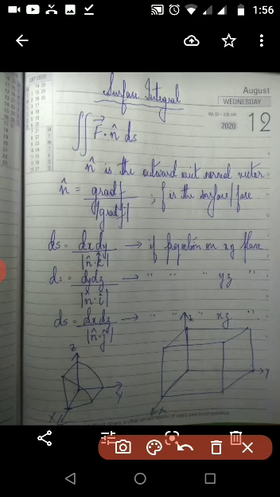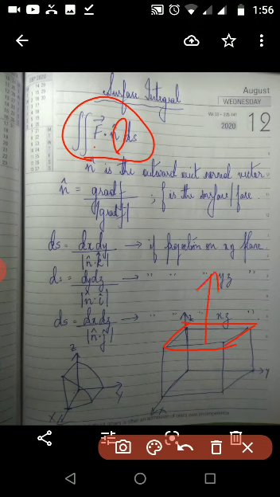Now supposing I'm looking at this surface, the top surface, okay? If I want to perform the surface integral over the top surface, I have F. F is the vector function which will be given to me. What is n hat? N hat is the outward unit normal vector. So it is a vector which is pointing outside the surface, not inside the surface.